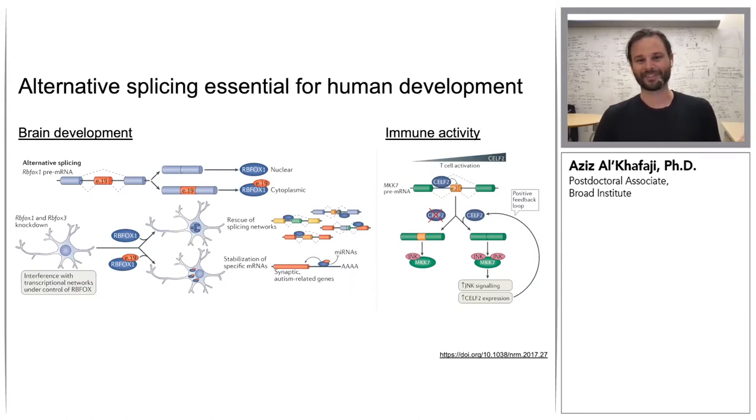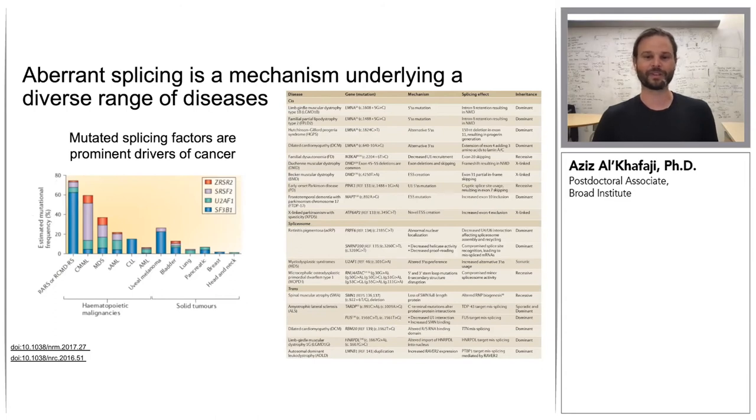As you may know, there are countless examples of alternative splicing playing essential roles in development and homeostatic balance. And as well, when defective, aberrant splicing can contribute to many diseases, even which include cancer.